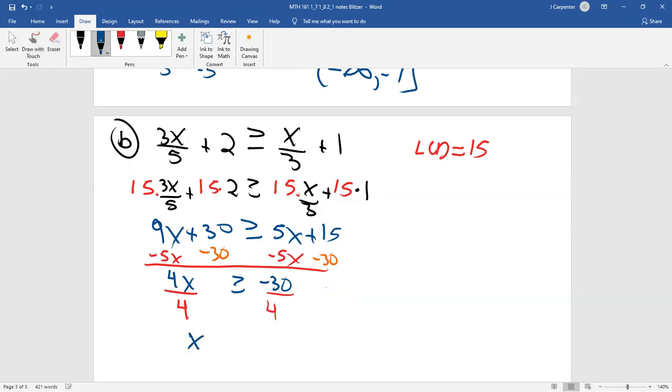So it's just an x on the left. We leave the greater than or equal to, and the negative 30 over 4 is going to reduce to negative 15 over 2.